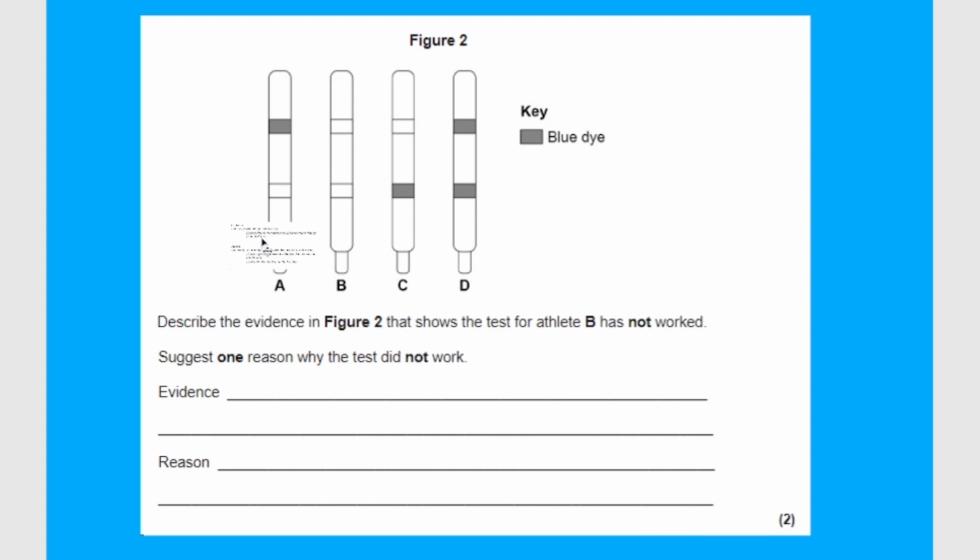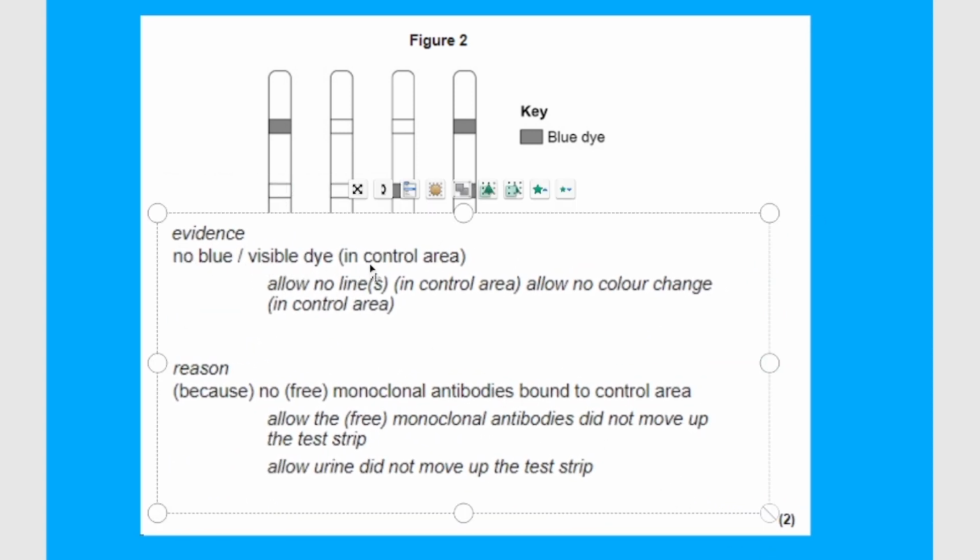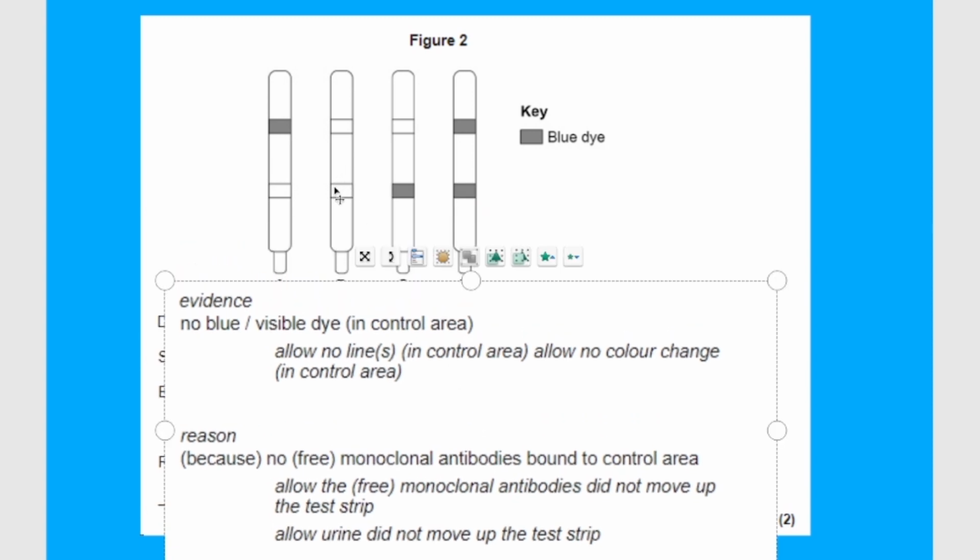Alright, I'm going to have a look at the answers. The evidence was that there was no visible dye in the control area. So here, this one's the control area. The reason there was no visible dye is because no free monoclonal antibodies bound to the area, or the free monoclonal antibodies didn't move up the test strip far enough, or the urine didn't move up the test strip far enough. Some of you might remember from the COVID days and from the lateral flow tests that sometimes there wasn't enough buffer in the saliva, the sample that was used, or the nasal swab, and you didn't get a positive control.